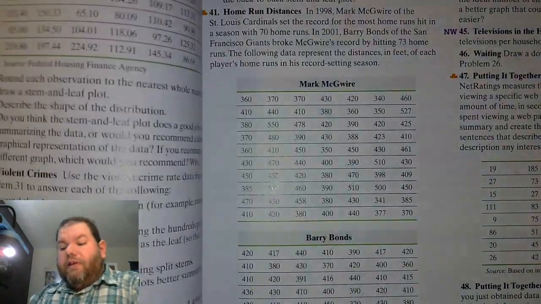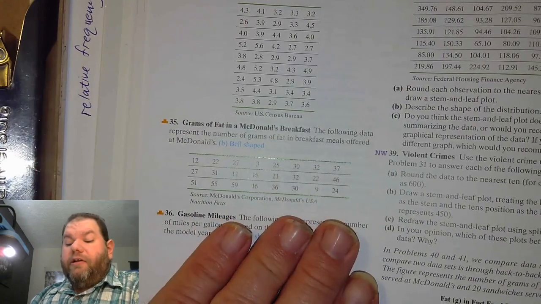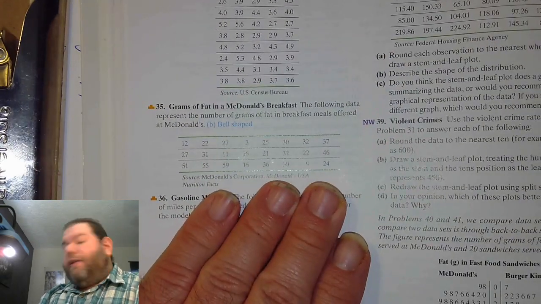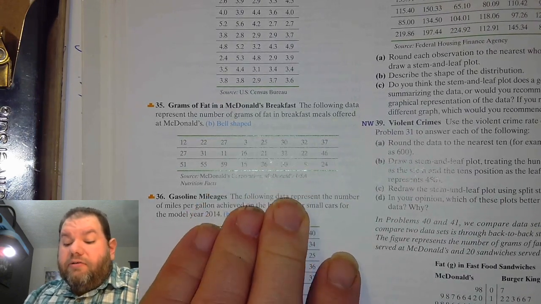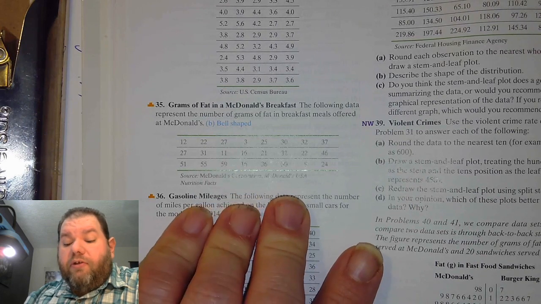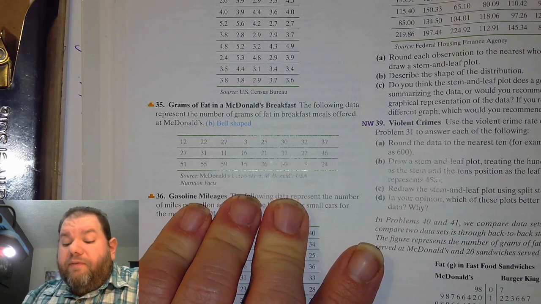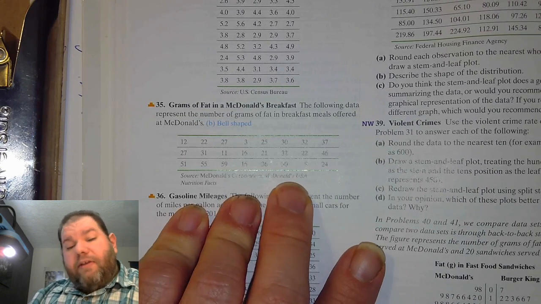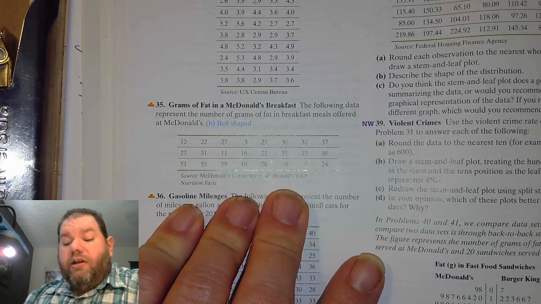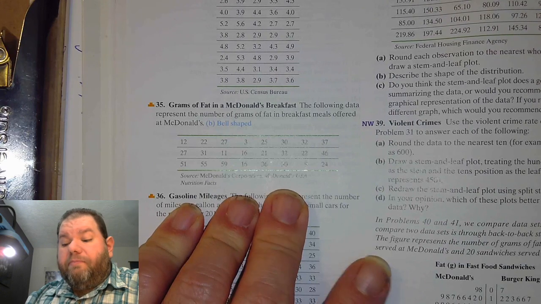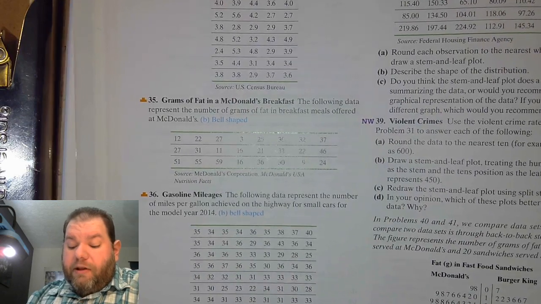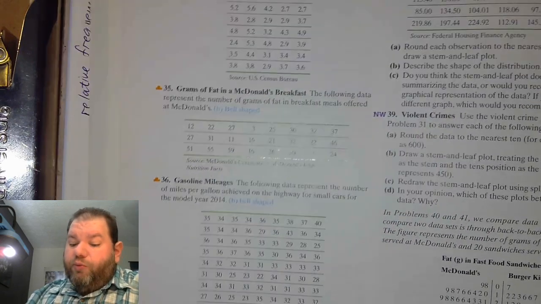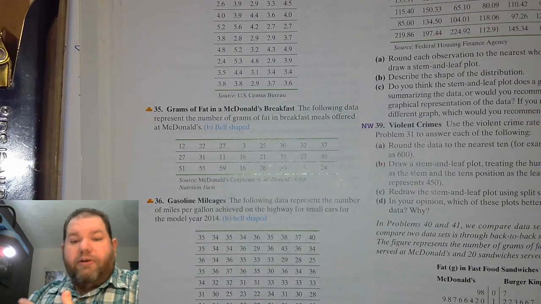Trying to figure out the question for this. Sorry, this looks like a reasonable amount of data here. This is the grams of fat in a McDonald's breakfast, based on what they present on their webpage. And we can very easily make a stem and leaf out of that, and we can create a group distribution, and that worked pretty well. So I'll probably have y'all do that problem, and then with that data, do all those things I talked about.